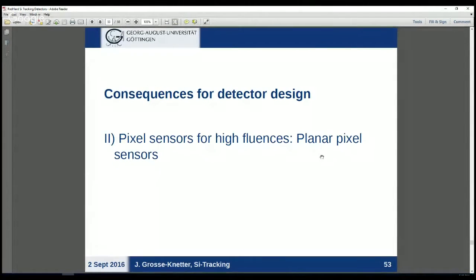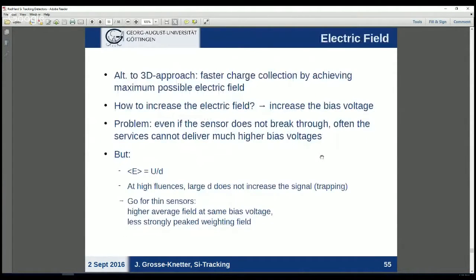Let me very quickly go into an alternative approach with the current design that we have. So planar pixel sensors means you have electrodes on top and bottom, the way that I showed it. And there's a very easy trick to make use of the same concept. That is, make your charges go faster to the electrode in order to be faster than the trapping mechanism, which in the end means we increase the electric field.